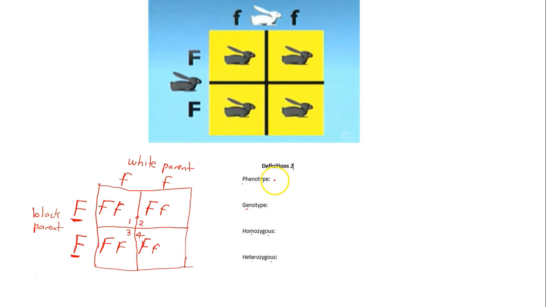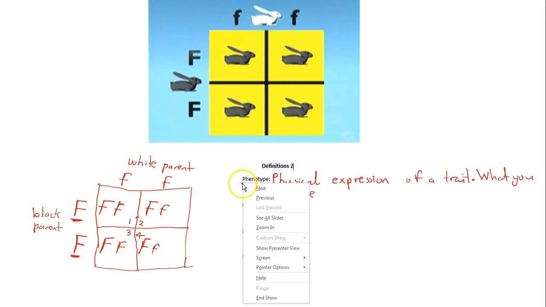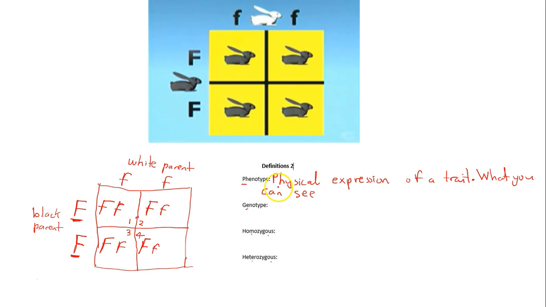Phenotype is basically the physical expression of a trait. What do I mean by that? I mean that it's usually what you can see. And the way to remember that the phenotype is a physical expression is that both of them start with pH. So you have a pH there for phenotype, pH for physical. It's what you can see.